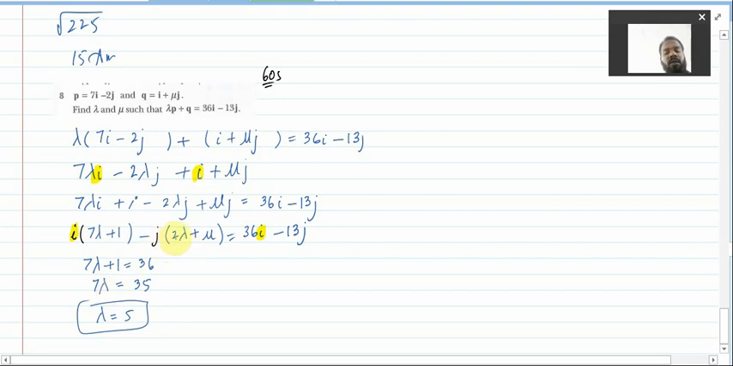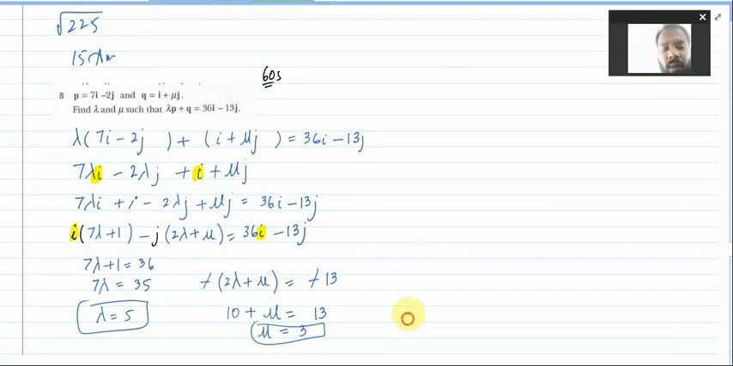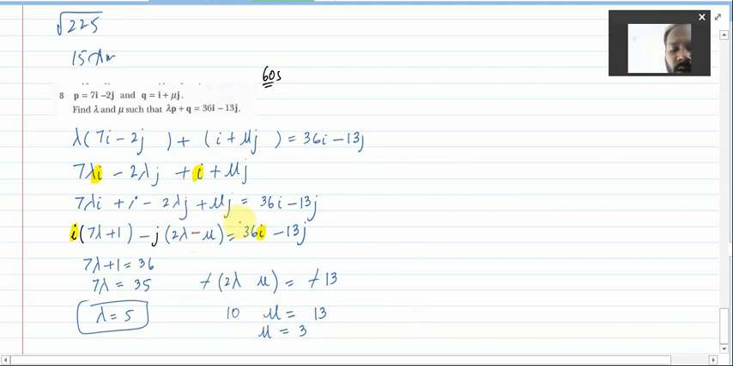The coefficient of j is minus 2 lambda plus mu, and the coefficient of j is minus 13. Minus and minus cancel. The value of lambda is 5, 2 fives are 10, plus mu equals 13, and you can get the value of mu, that is equal to 3. So these are the values for mu and lambda. Alright, now there is one issue of sign here. When we had taken the minus sign common, it will be minus mu, so the value of mu will be minus 3, and this is your final answer.